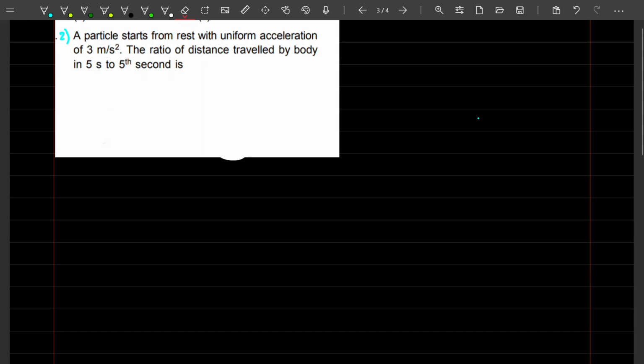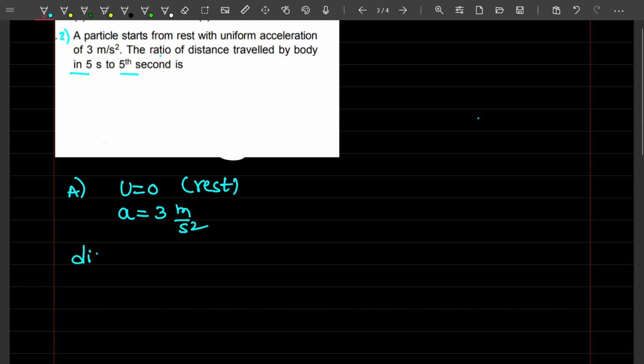So coming to this second question, a particle starts from rest with uniform acceleration 3 meter per second square. If I take the given data, initial velocity u equal to 0 because of starting from rest position, and acceleration a equal to 3 meter per second square. Now the question is the ratio of distance travelled by the body in 5 seconds to the 5th second. Distance travelled in 5 seconds and distance travelled in 5th second.